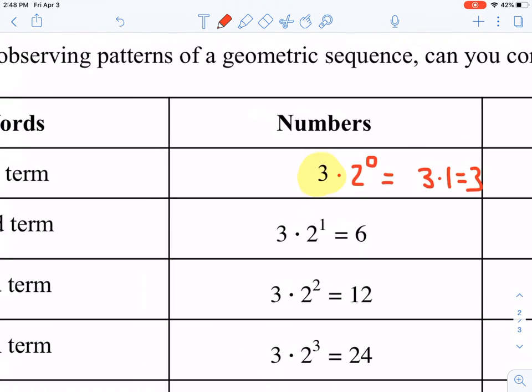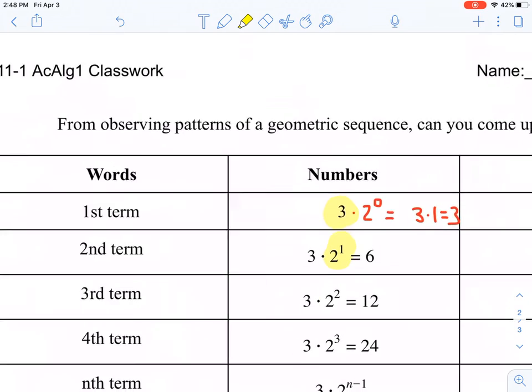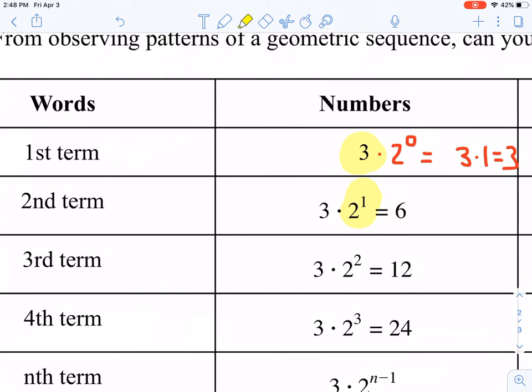The next term, I'd be multiplying the first term times 2, hence us multiplying it by 2 to the first power to get 6. Now, the third term is where it gets interesting because we're multiplying it by 2 to the second power.